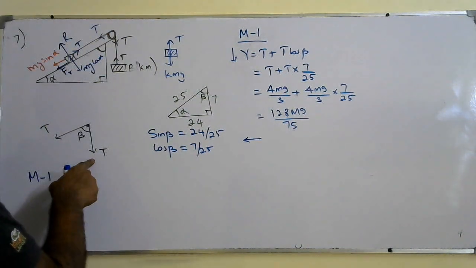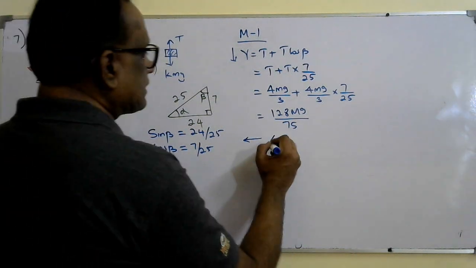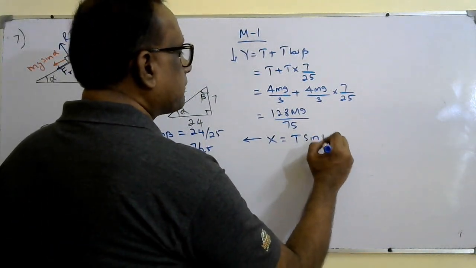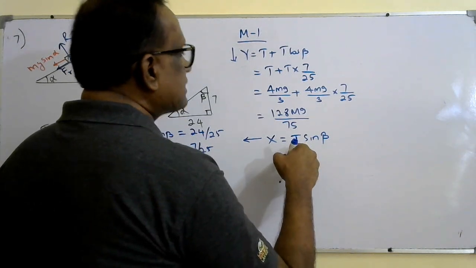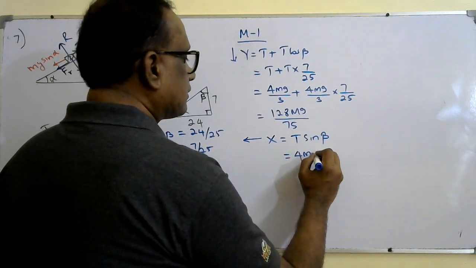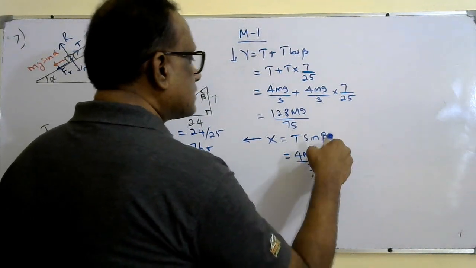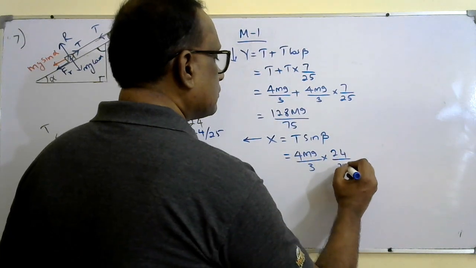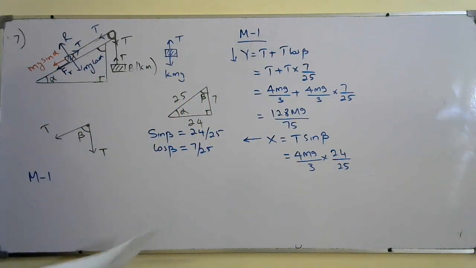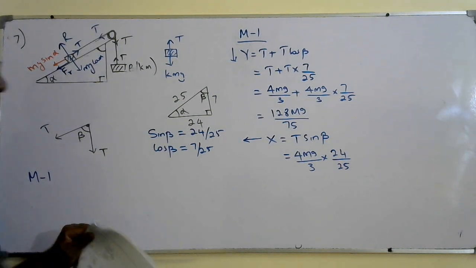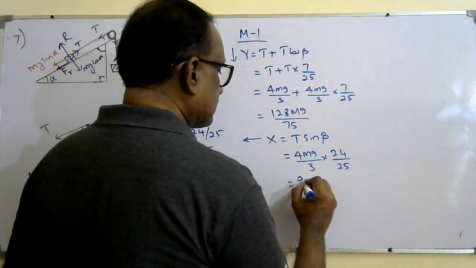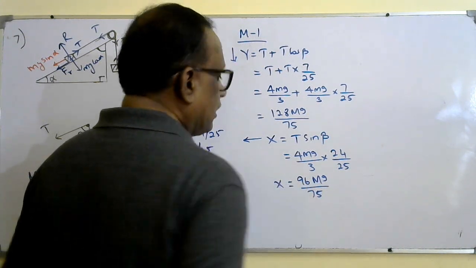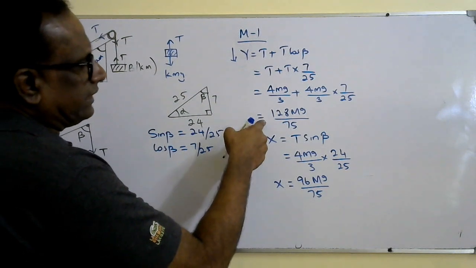We solve it horizontally. This is a vertical force which has no horizontal component. It's only the x component, that is going to be T sine beta. That is T is 4 mg over 3, sine beta 24 over 25. Okay, so it's going to be 96 mg over 75. That is x. Okay, so we know the vertical and horizontal components.